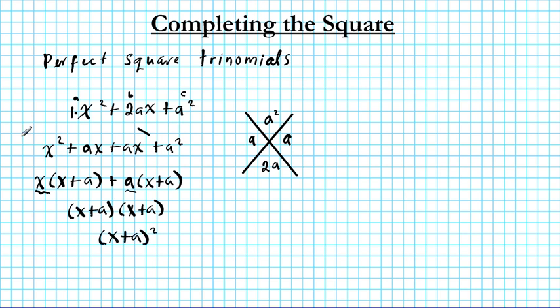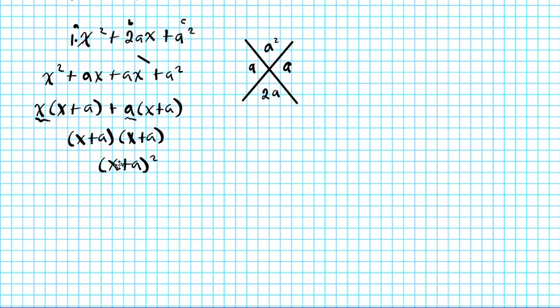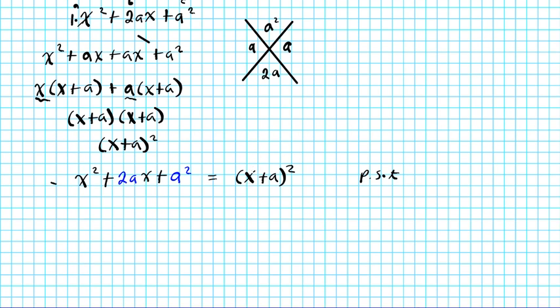So you can see that every perfect square trinomial can be written as a square of a binomial. Basically, x squared plus 2ax plus a squared has a factored form x plus a squared. That's why it's called a perfect square trinomial, or PST, because this trinomial can be written as a perfect square.